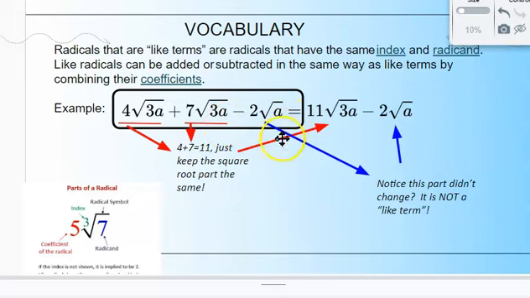Also, notice that if there's another term that's not a like term, that just gets put in the answer as part of it. You don't do anything to it. You can't combine it with anything because it's not square root 3a under the radical. It's just square root a. It has to be an exact match. It's not a like term. It's part of the answer, but you leave it alone.